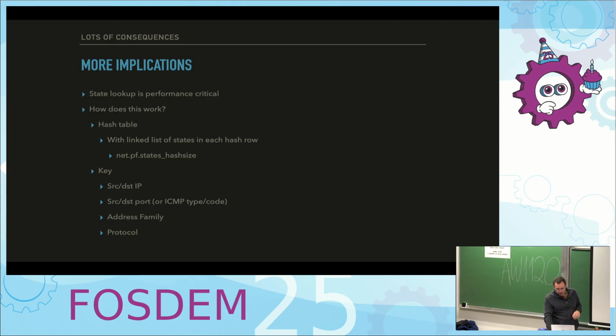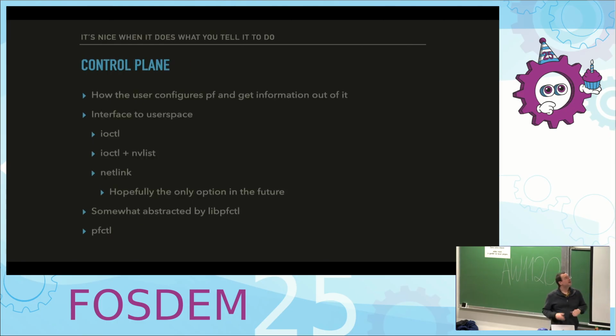What else is important? We have a control plane, which is how you interact with PF, either through a utility, pfctl, which you may all be familiar with, or programmatically. For the kernel, it's all the same thing. There's an API towards the kernel, and right now, in PF, there are 3 different ways to do this. This is because of historical reasons.